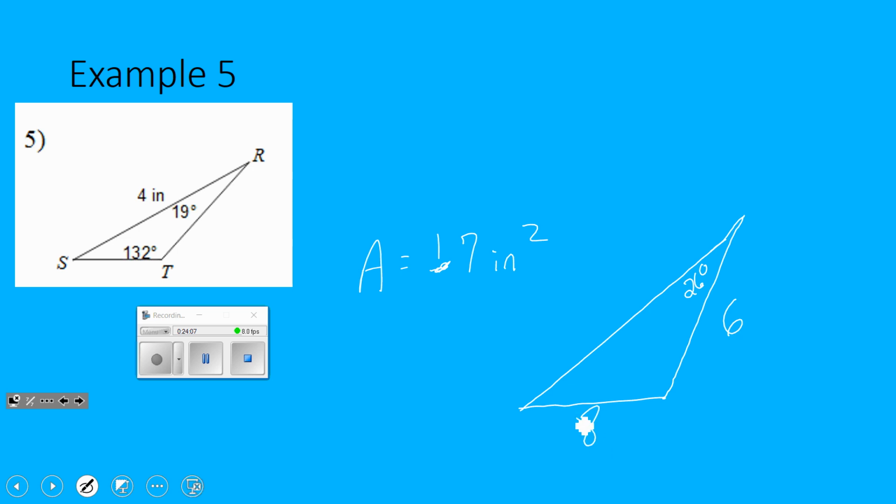(26°, 6 and 8). That's fine. Go get your stuff. Okay, 26°, 6 and 8. Find the area. Okay, and what I'll do is while you're working on it, I'll pop up my notebook so you can see it a little bit better. Okay, 26°, 6 and 8.